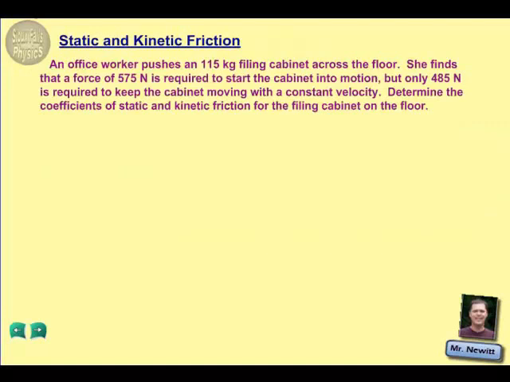All right, let's start with our equation for frictional force. Frictional force is equal to mu, the coefficient of friction, times the normal force. So let's first look at the static frictional force that exists here. Again, that static force is the force required to overcome the friction to start the object in motion. So that goes into the 575 newtons that was mentioned as the amount of force that she must apply to move the cabinet.